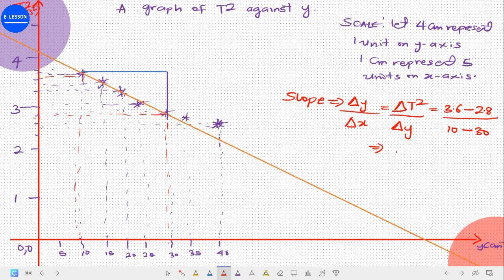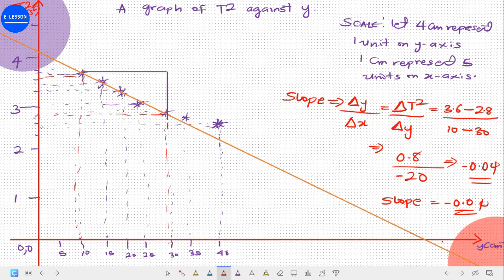Now, when you punch this in your calculator, 3.6 minus 2.8 is 0.8. Then divided by 10 minus 30, which is minus 20. When you punch this in your calculator, it gives you minus 0.04. So your value is minus 0.04 as your slope. So the slope of this graph is minus 0.04. Are we getting it now? That is the answer to that slope.